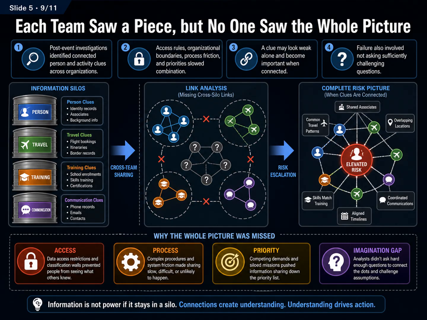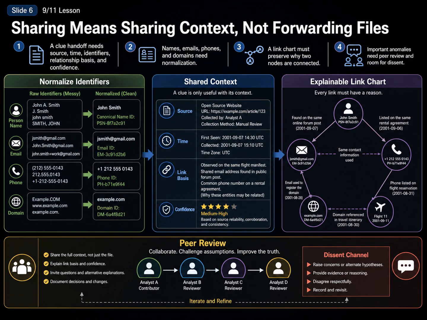Information silos are dangerous because each team can honestly believe its clue is not strong enough to escalate, while no one sees the risk created by the combination. In the OSINT team, sharing a URL is not the same as sharing intelligence. The next analyst needs the source, capture time, person or entity identifier, reason for the link, and confidence level. Names have different spellings. Phone numbers use different formats. Accounts change handles. Without normalization, one person may become several records, or 2 different people may be merged.